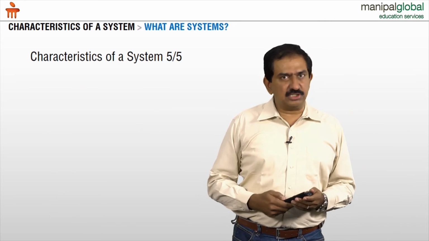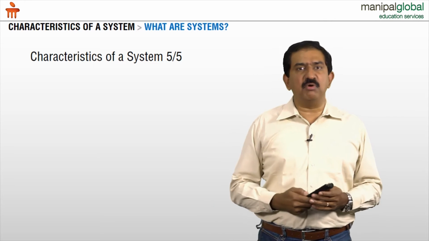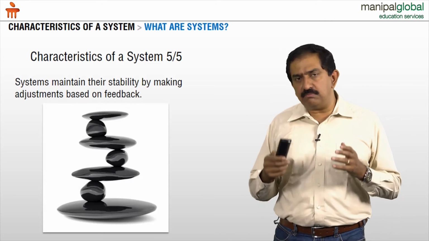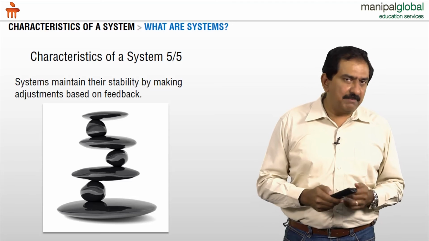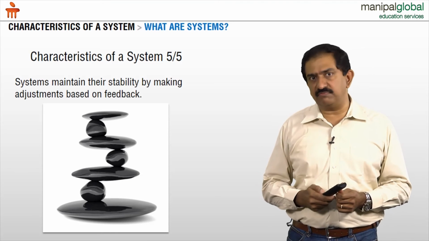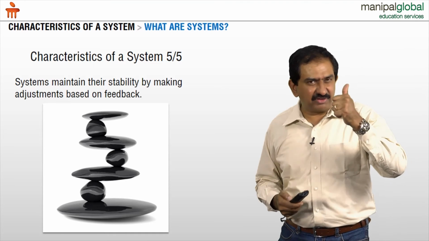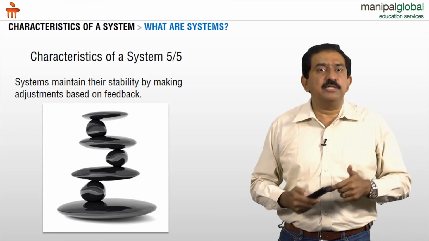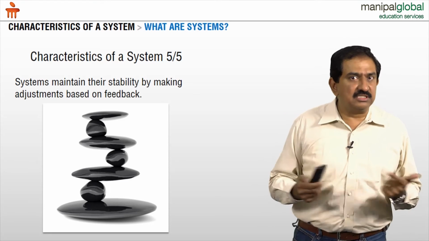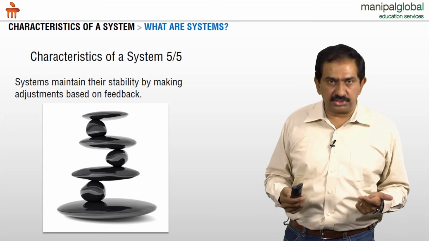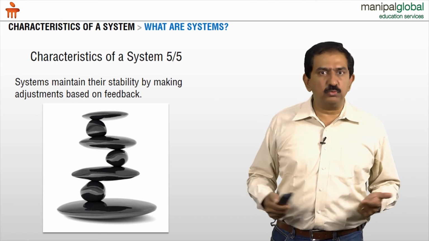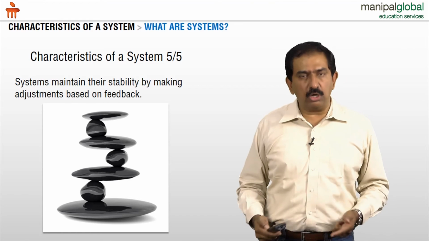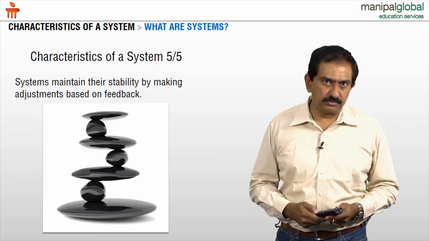The last characteristic of a system, characteristic number 5, is that a system maintains its stability by making adjustments based on this feedback. So not only does it respond to feedback, but if the system is to persist, it must readjust itself such that stability is re-established. Otherwise, the system would collapse on itself and it is no longer the system that we are talking about.